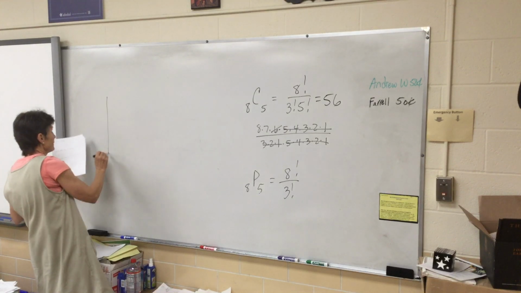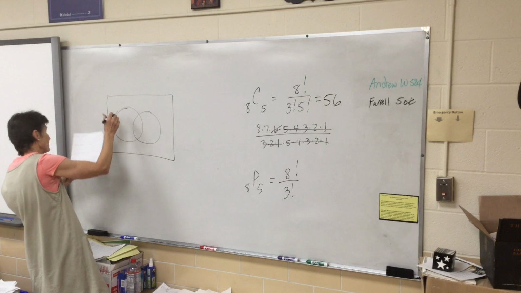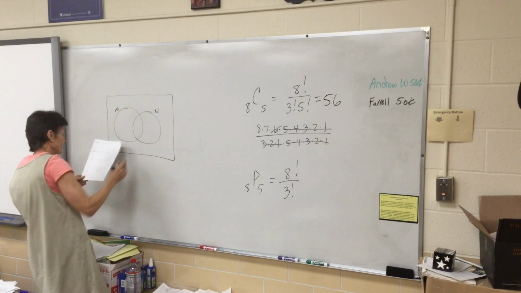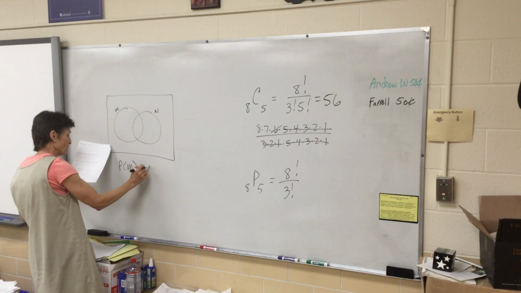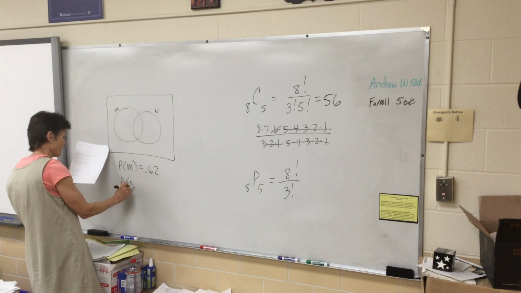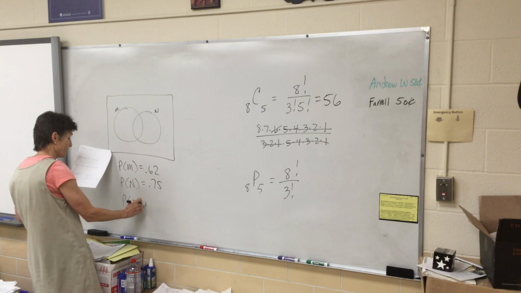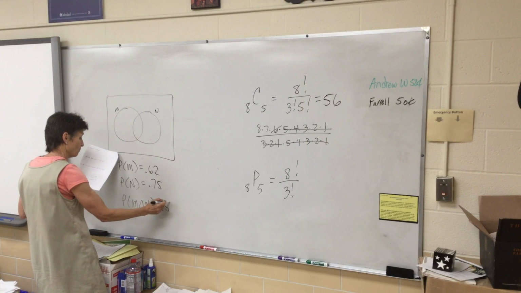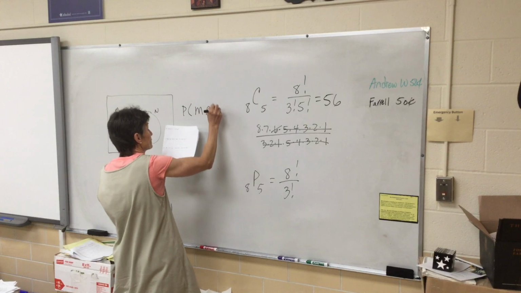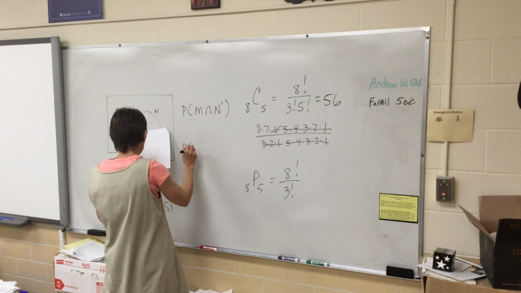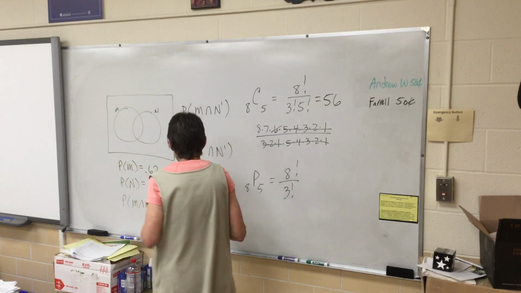Okay, now we got our probability Venn diagram. And we have m's and n's, that doesn't change anything. And we know that the probability of m is 0.62, and the probability of n is 0.75, and the probability of m and n is 0.51. So while I'm writing the problem here, hopefully you are starting to fill in your diagram.